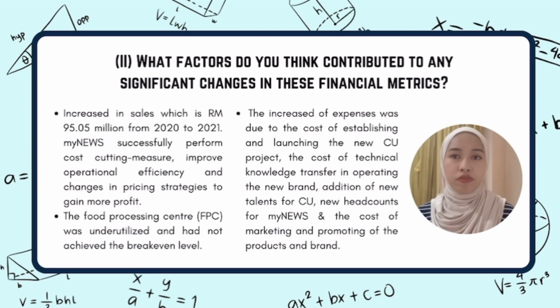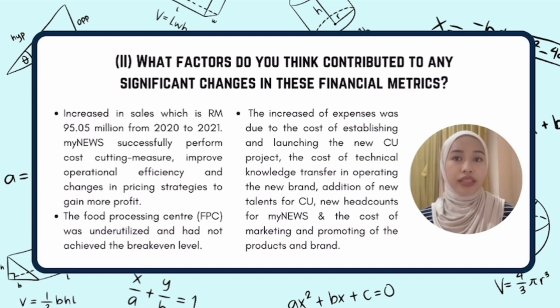MyNews successfully performed cost-cutting measures, improved operational efficiency, and made changes in pricing strategies to gain more profit. The Food Processing Center, FPC, was underutilized and had not achieved the break-even level as it journeyed through the gestation period and pandemic crisis. However, the rollout of ready-to-eat food has been increasing with the aggressive expansion of the food-centric CU outlets. Unfortunately, there are factors that can contribute to a decrease in net income in financial year 2022.